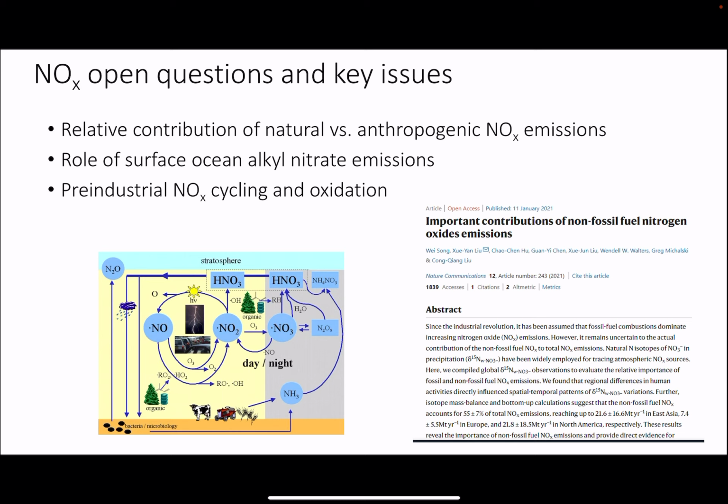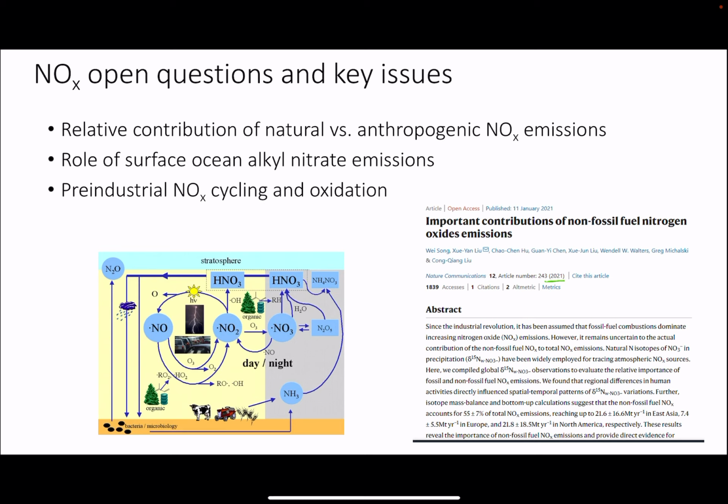Everyone sort of felt pretty confident that anthropogenic NOx emissions dominated everywhere until this Nature Communications paper came out a couple weeks ago that talked about summing up the relative importance of non-fossil fuel related NOx emissions globally, actually using stable isotopes, which is a tool we use in our lab as well, suggesting that we have underestimated the importance of natural NOx emissions, which is not surprising. It's very difficult to measure natural unperturbed systems.